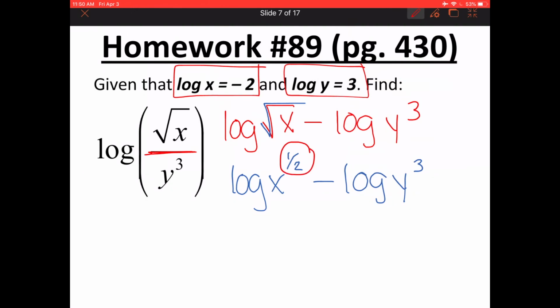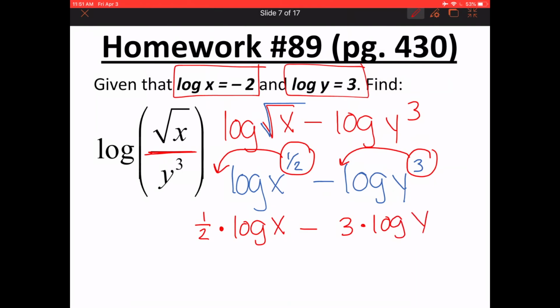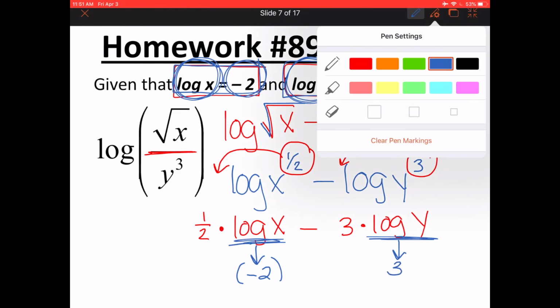I'm going to take this exponent, move it to the front, take this exponent, move it to the front. So now I have 1/2 times log x minus 3 times log y. Now that I have my log x and my log y totally alone, I can plug in these values that I was given in the original problem. Because in the original problem, I'm told that log x equals -2. So instead of log x, I'm going to plug in -2. And I'm told that log y equals 3. So instead of log y, I'm going to put 3.